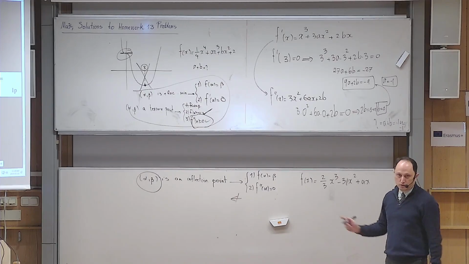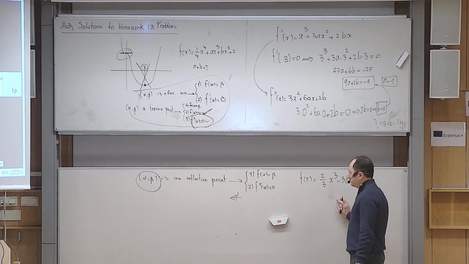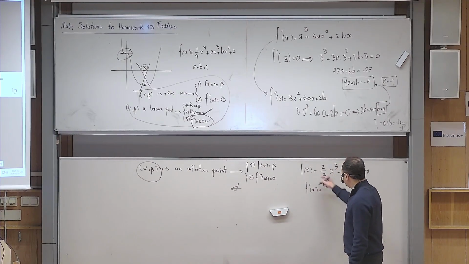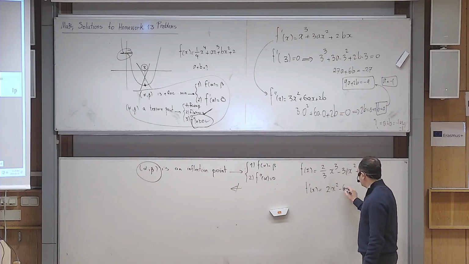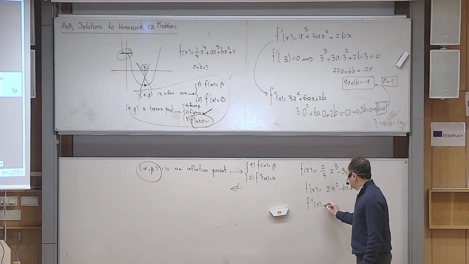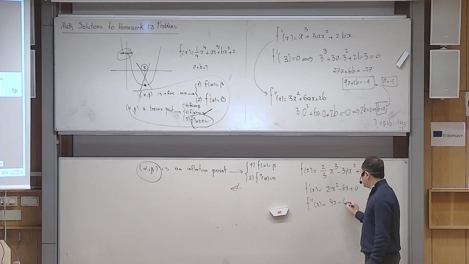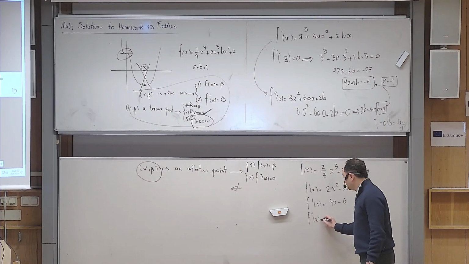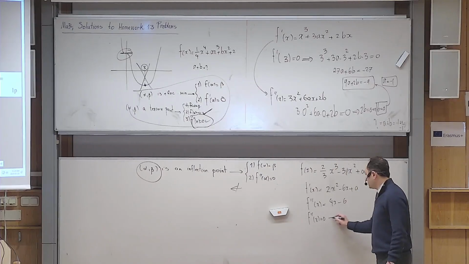That algorithm is useful here. What was that? The first derivative becomes 2x squared minus 6x plus a. The second derivative becomes 4x minus 6. The second derivative equal to 0. So this gives me what?